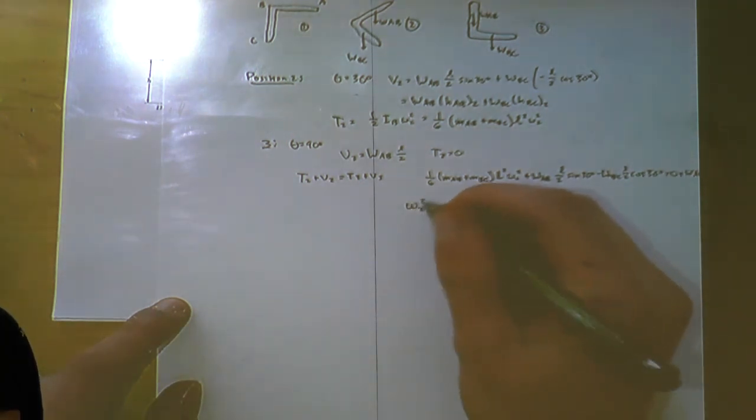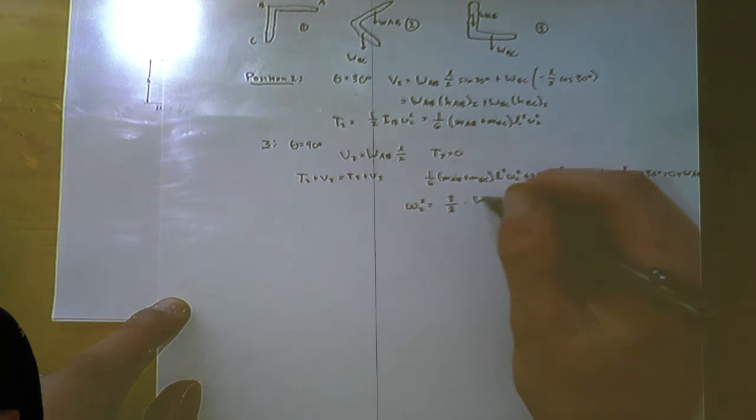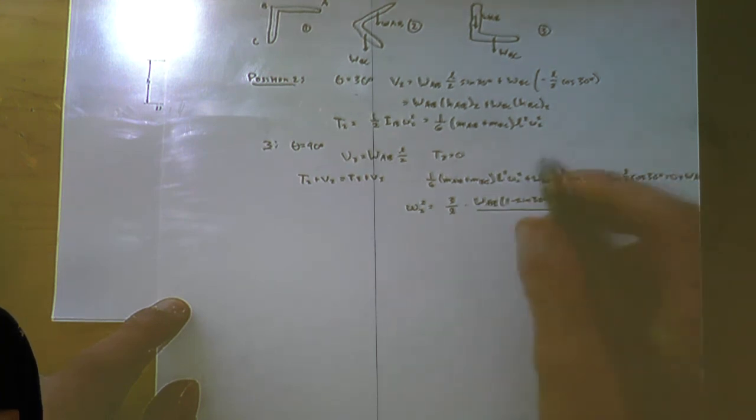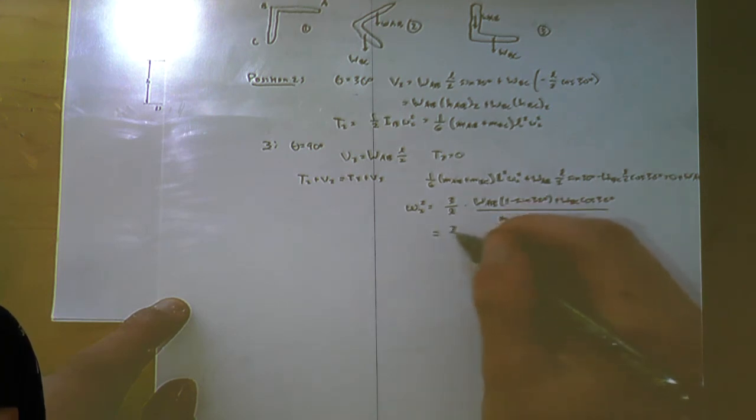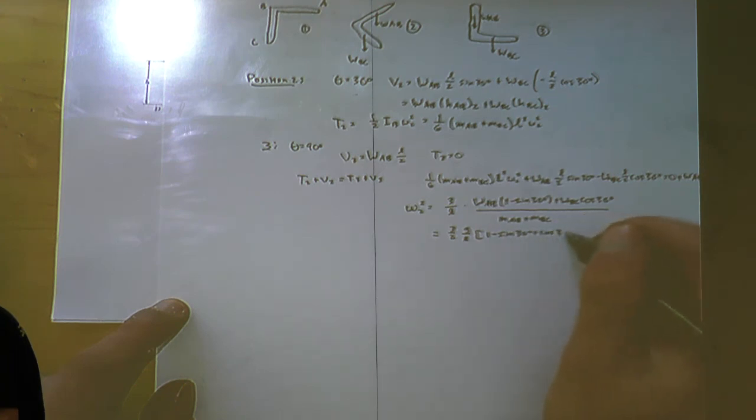So solving for the angular velocity, we have 3 over L times the weight of AB, 1 minus sine of 30 degrees, plus the weight of BC, cosine of 30 degrees, divided by the sum of the two masses. So we have 3 over 2 G over L, 1 minus sine 30 degrees plus cosine of 30 degrees.